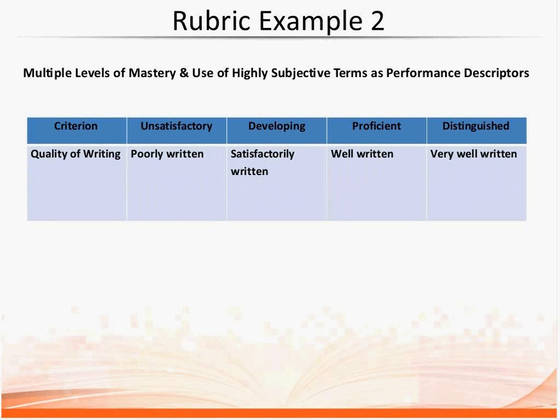Here's another example, and this is a clear-cut example of multiple levels of mastery and no substantive concrete performance descriptors, simply surrogates for the performance level labels themselves. The criterion itself is also very broad. Are there critical indicators for quality of writing that should be listed as separate rubric criteria? I would suggest probably yes.